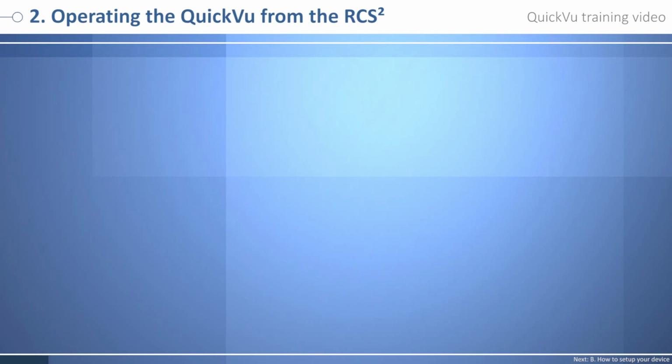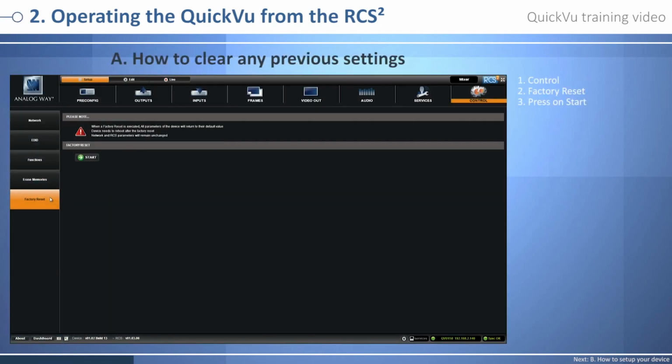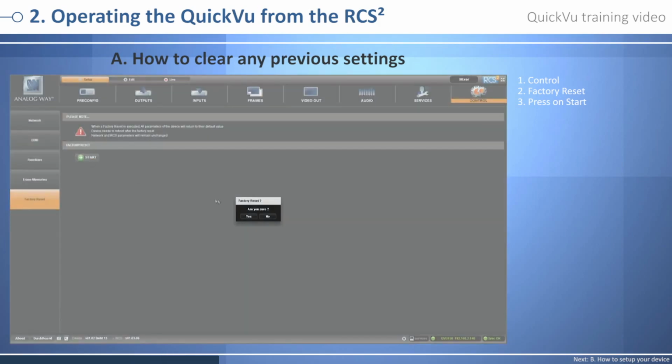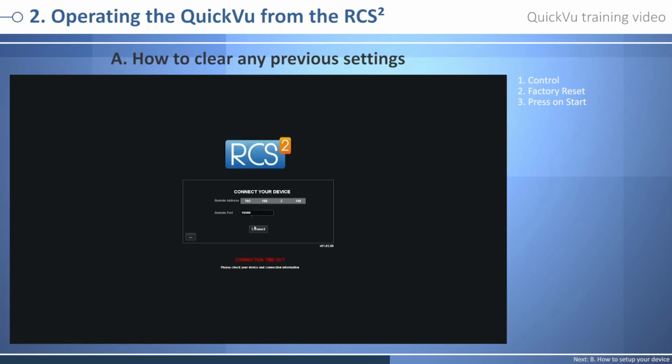Operating the QuickVu from the RCS2. How to clear any previous settings. Go to the Controls section, then to the Factory Reset tab and press on Start to erase all settings. This erases all settings except the network configuration and RCS2 parameters.